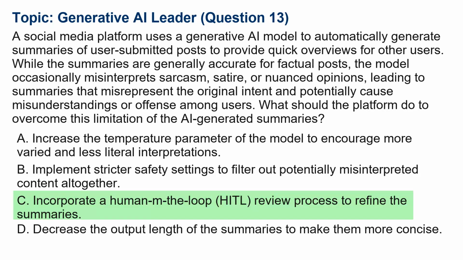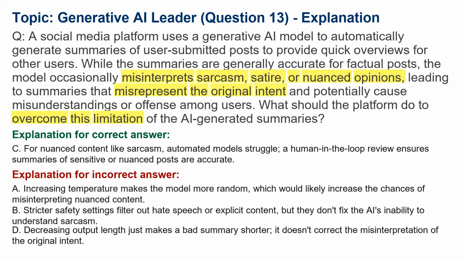The correct answer is C. Incorporate a human-in-the-loop (HITL) review process to refine the summaries. To arrive at the correct answer, we focus on the keywords: misinterprets sarcasm, satire, or nuanced opinions, misrepresent the original intent, overcome this limitation. Why is this correct? C. For nuanced content like sarcasm, automated models struggle. A human-in-the-loop review ensures summaries of sensitive or nuanced posts are accurate.